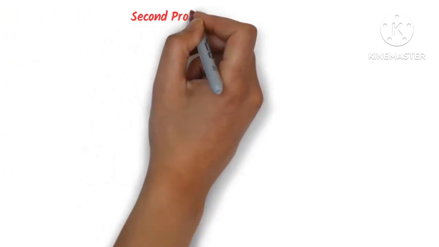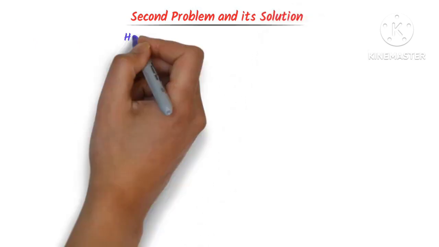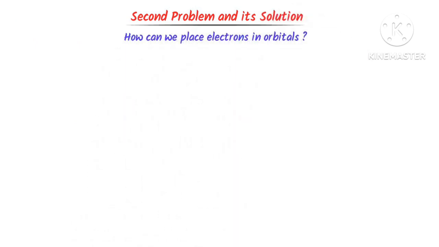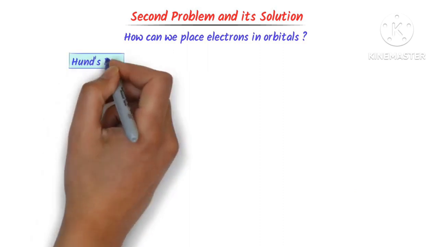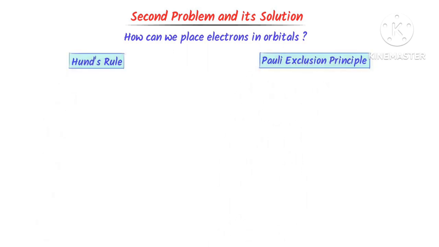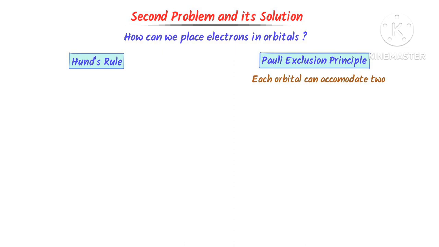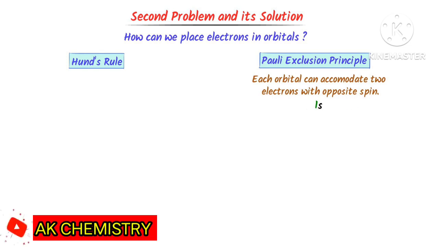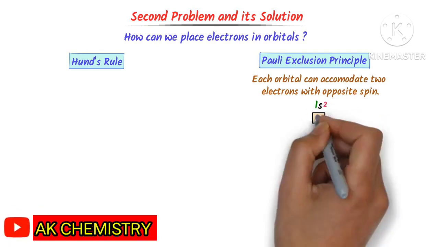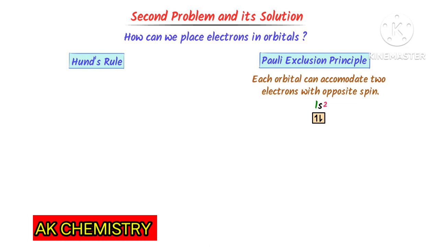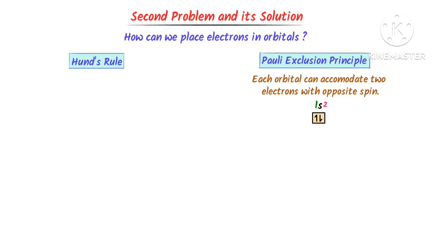Now we will discuss the second problem. I mean, how can we place electrons in orbitals? To solve this problem, we use Hund's rule and the Pauli exclusion principle. The Pauli exclusion principle states that each orbital of a subshell can accommodate 2 electrons with opposite spin. For example, consider this 1s orbital. It will accommodate 2 electrons, but the spin of the electrons must be opposite.